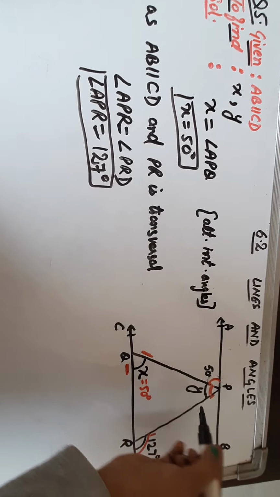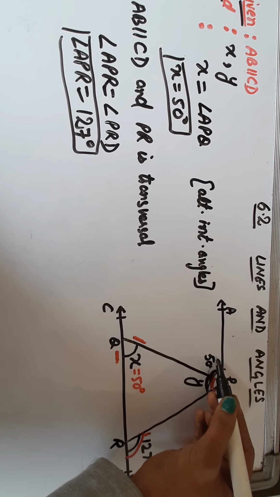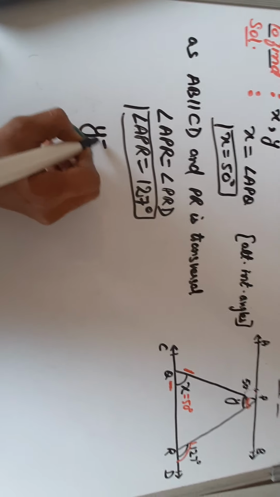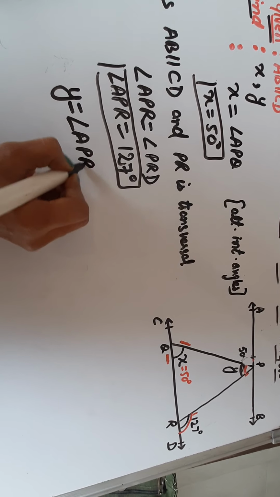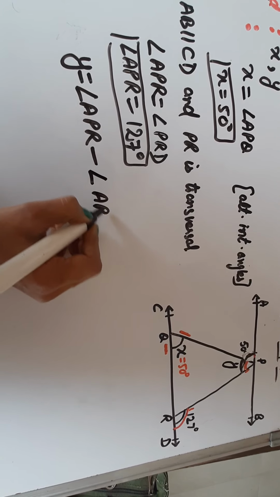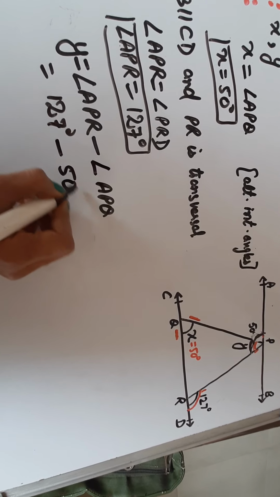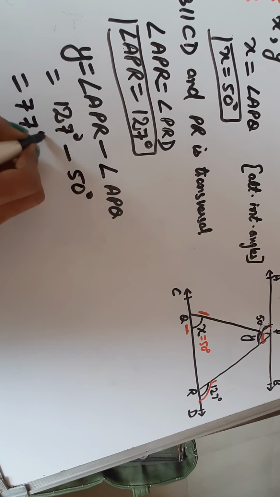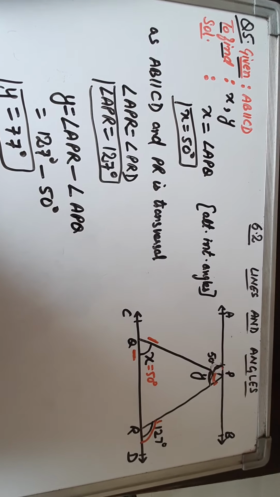Now to get angle Y, this complete angle is 127 degrees. So if I subtract 50 from here, if I subtract this, I'll get Y. So angle Y is equal to angle APR minus this 50 degree angle, that is APQ. So this is 127 degrees from here and this is 50 degrees given to us. So we'll get this angle as 77 degrees. So in this way you will get both the angles.